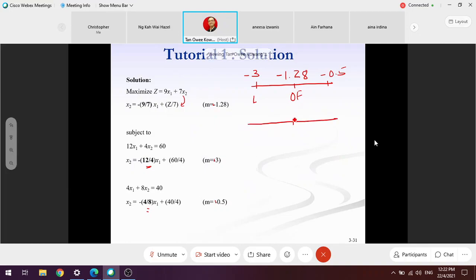Example, I use positive, that's 1.28, 3, 0.5. It's the same thing. I have a limit. The objective function gradient is at the median, at the center, and then the gradient for the two constraints is on one of the sides. What does it mean? It means that the sensitivity range that I'm going to identify has a limit at the upper and the lower end.